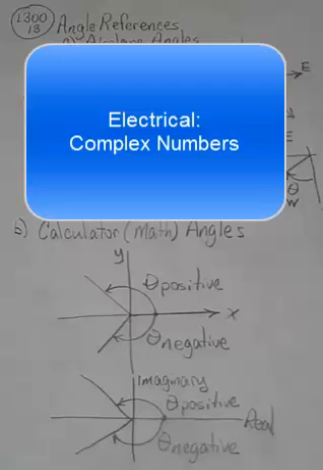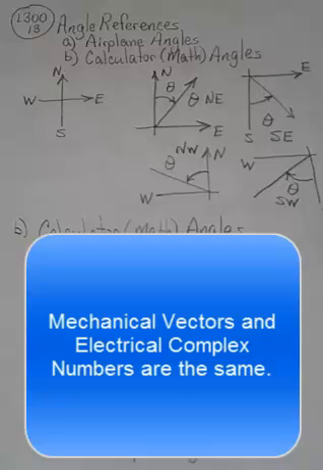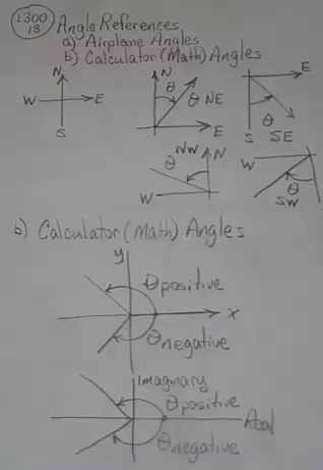Most of the calculator functions are relative to complex numbers that have real parts and an imaginary part. They're identical concepts with different names. So this has been angle references measured with respect to airplanes and measured with respect to calculators.